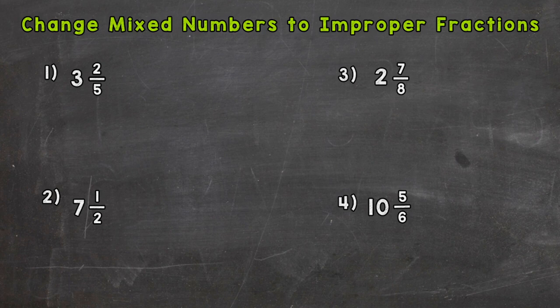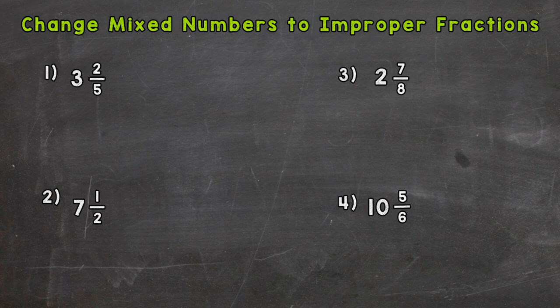In this video, we're going to take a look at how to change mixed numbers to improper fractions. And as you can see, there are four mixed numbers on your screen there. We're going to change each of those to their equivalent improper fraction. So let's jump right in to number one.